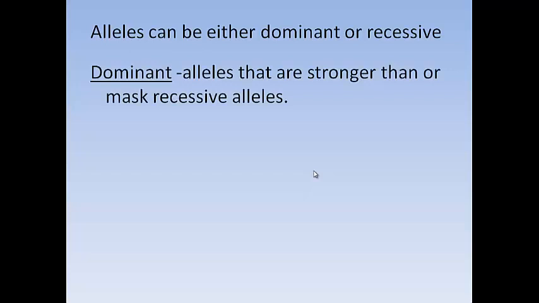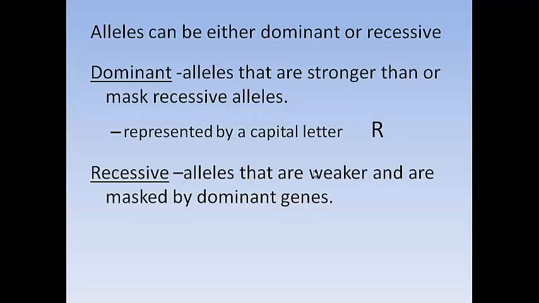Now, we said that alleles can be dominant or recessive. We said the dominant allele, the dominant version of the gene, are stronger and hide recessive alleles. And we always represent those with a capital letter, like a capital R. Recessive alleles are weaker, and they get hidden by the dominant allele. And we always represent those with a lowercase letter.